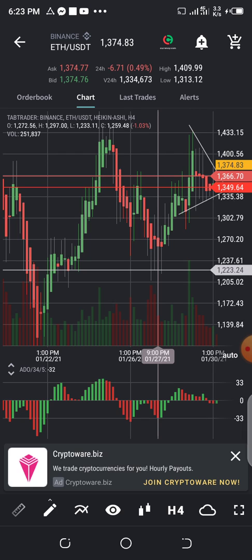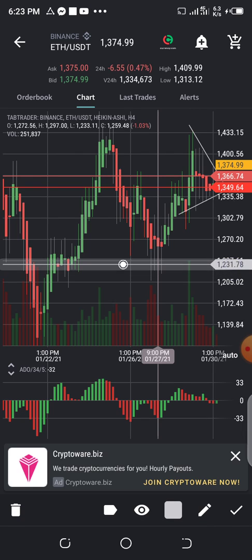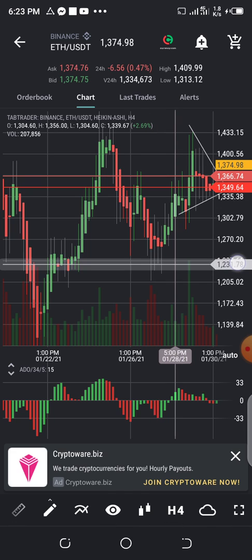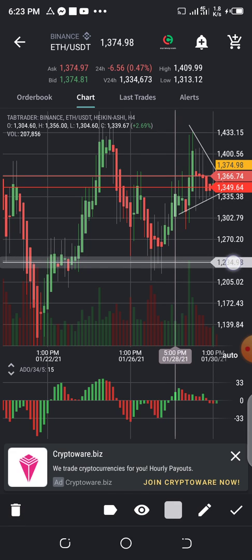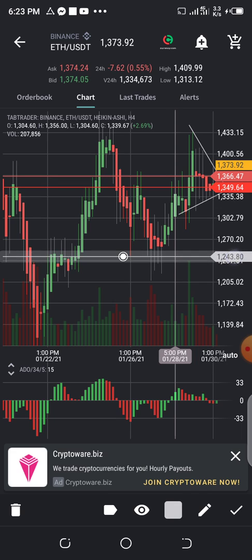So I will have to move this line back. Now can you see that? Or I can even decide to move it up to this place so that it can also touch this one too. Do you understand that now? So that's how to draw your supporter.